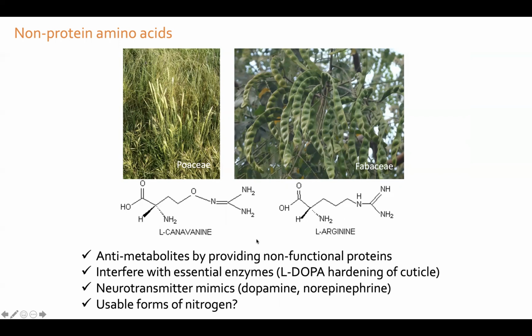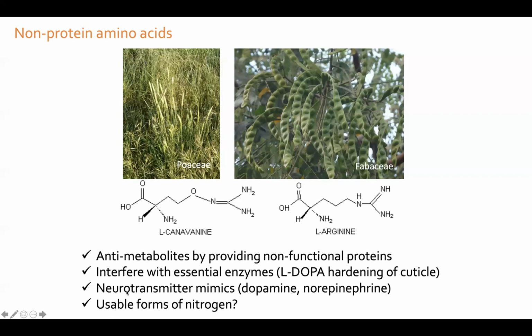So those changes in proteins can cause kind of anti-metabolites, right? They serve as anti-metabolites because they can provide non-functional proteins. Sometimes the proteins that are made actually interfere with essential enzymes. So instead of making the protein or enzyme needed, let's say for development, for maybe the hardening of a cuticle, you don't make that protein and the cuticle doesn't harden, right?